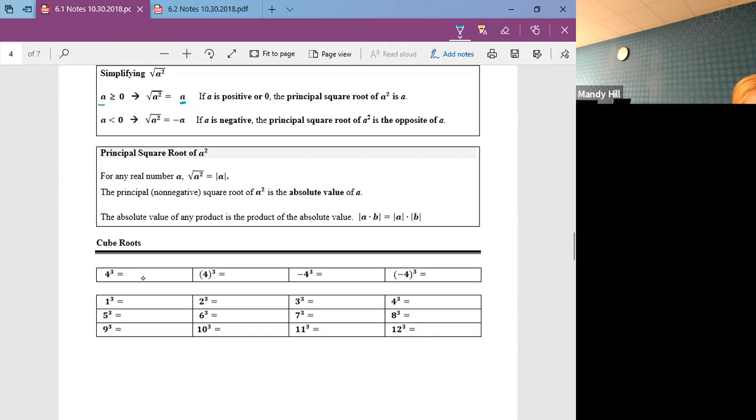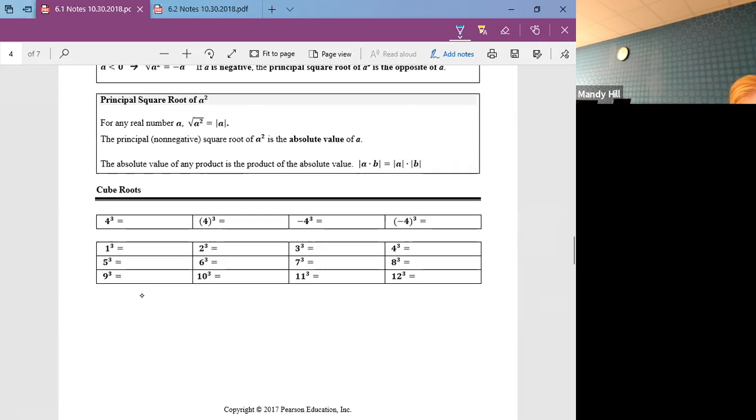So let's look at cube roots. A cube root is very similar to a square root. Instead of doing this 2 times, if it's 4 to the third, we're going to do 4 times 4 times 4 to get our answer. Okay, and so 4 to the third power is 64. Again, you're going to apply that 3 to the parentheses, which is going to be 4 times 4 times 4, which is also 64.